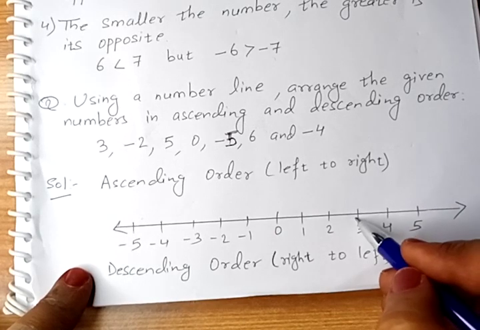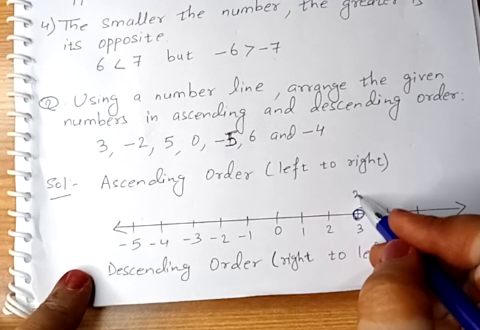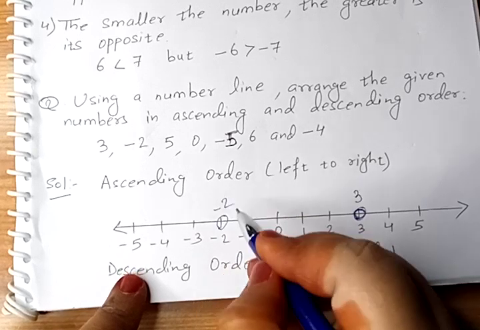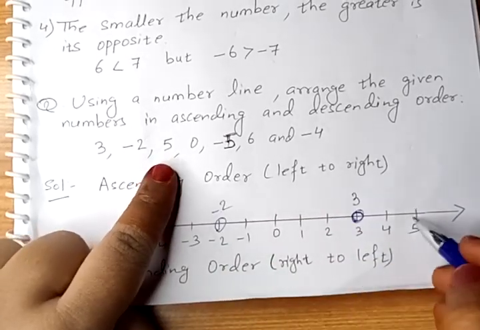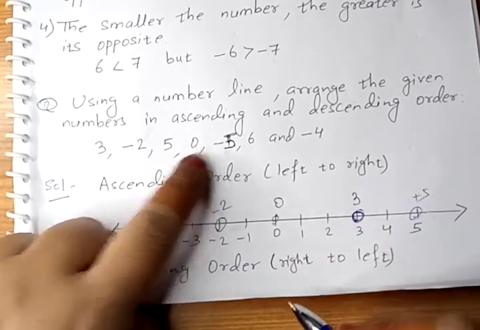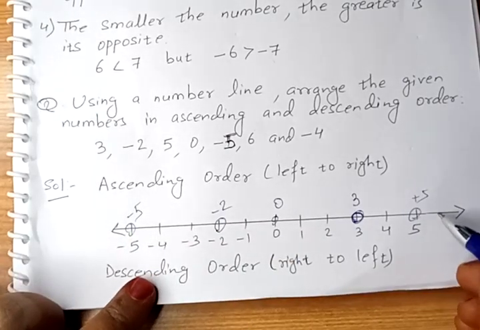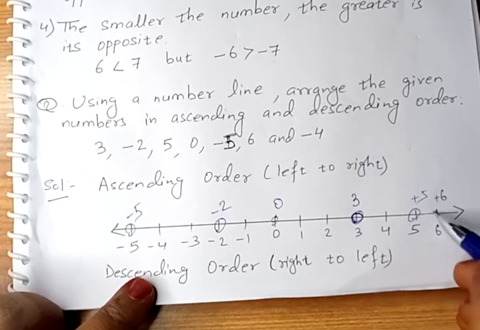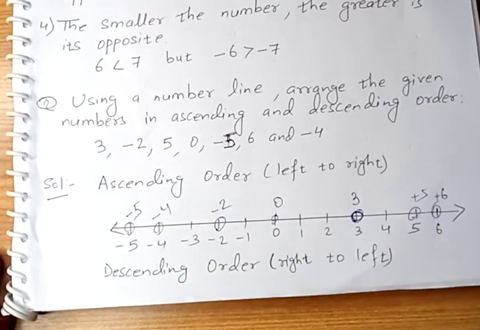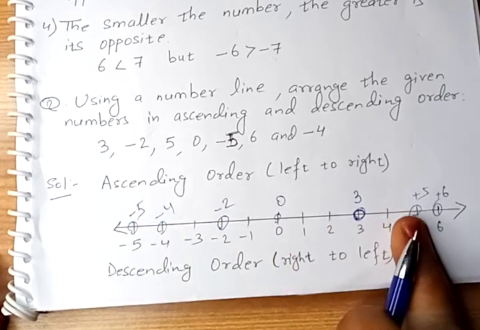So mark 3 here. You can write 3 also. Then minus 2, plus 5, 0, minus 5, plus 6, then minus 4. So you can see, children, all the numbers given in the question are marked on this number line.